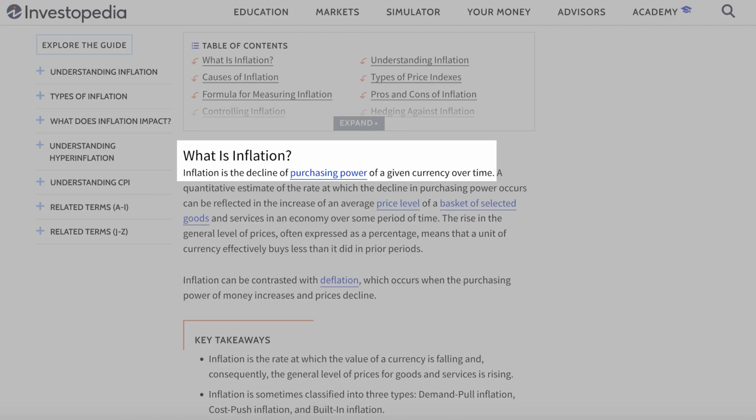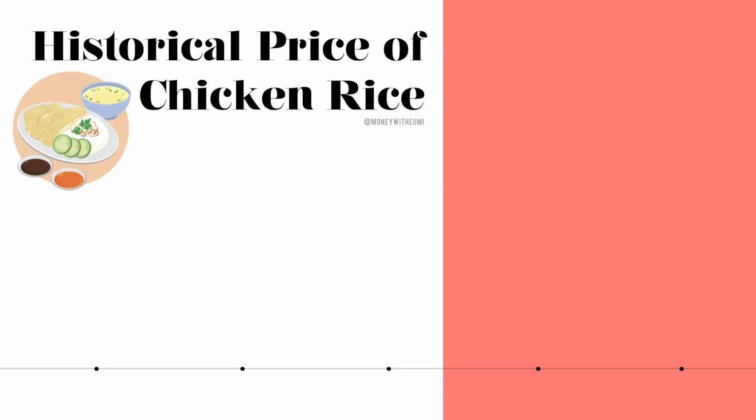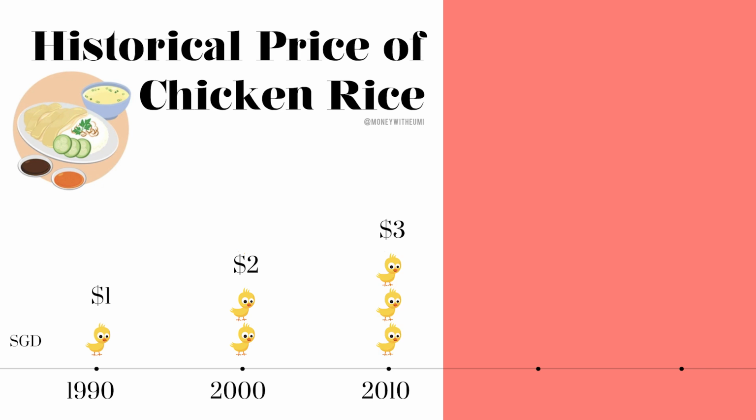What is inflation? Well, in layman's terms, inflation is the decline of purchasing power in a given currency over time. What that means is, as the price of goods increase, your money will be worth less. So let's use chicken rice as an example. In the 1990s, you can get a plate of chicken rice for $1, and in 2000 it was $2, and in 2010 it was $3. Now it's about $4 to $6 depending on where you get your chicken rice from.